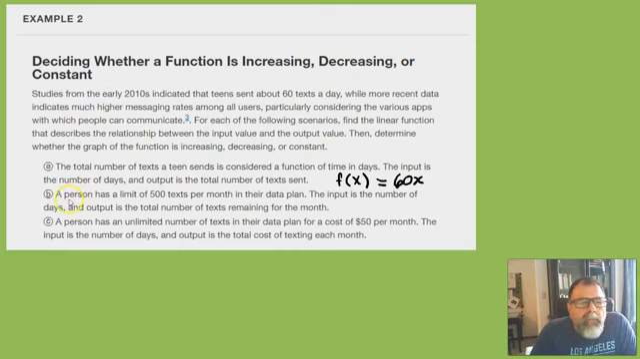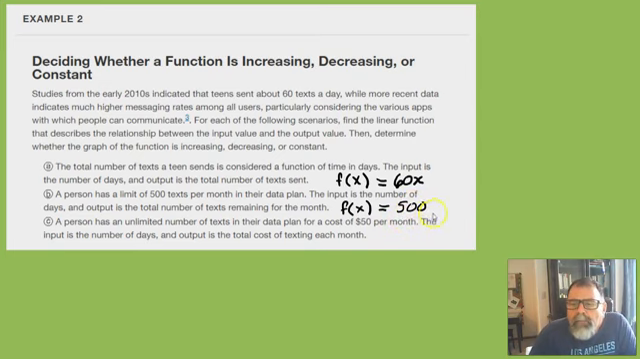Okay, B. A person has a limit of 500 texts per month in their data plan. The input is the number of days, and the output is the total number of texts remaining for the month. So here our f of x is going to be the remaining number of texts. So if you get 500 total, on day 0 you're going to have 500 texts, right? That'll be your y-intercept.